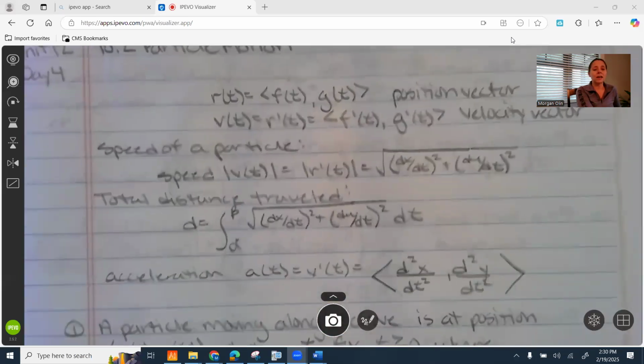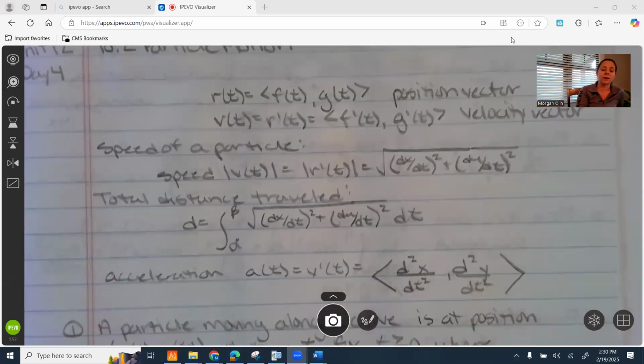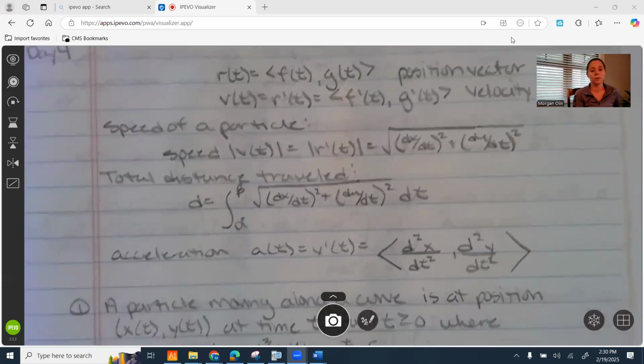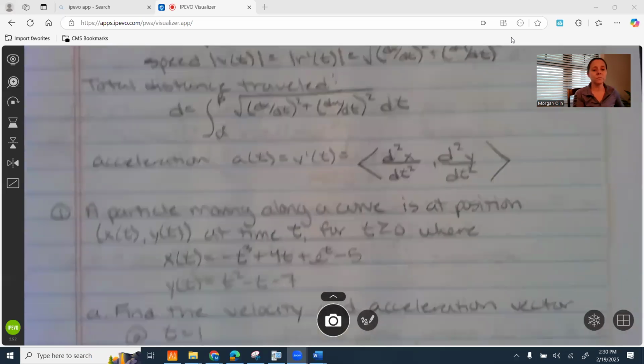Actually, I did have the acceleration vector here, and there you go. It's the second derivative of each one of those. All right, so let's go through a couple of these examples. I already have them written out, but I'm just going to walk you through each one of them just in case you were confused.